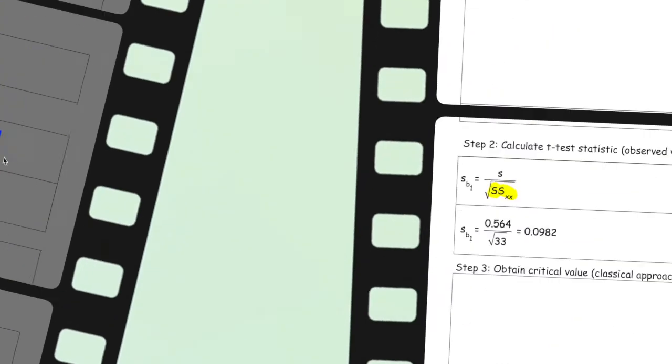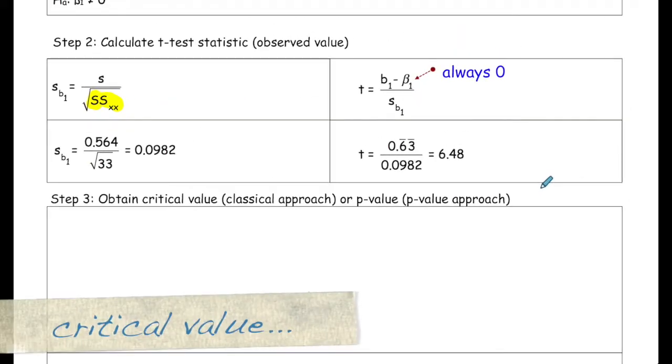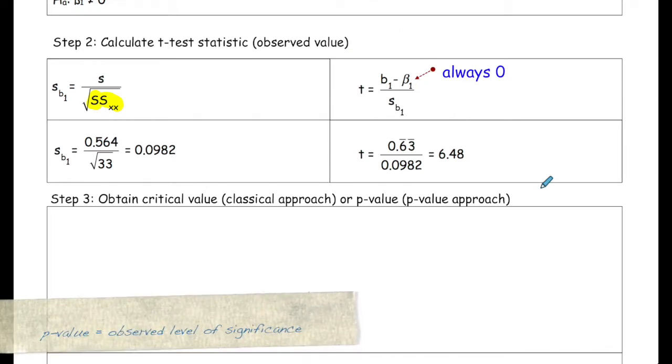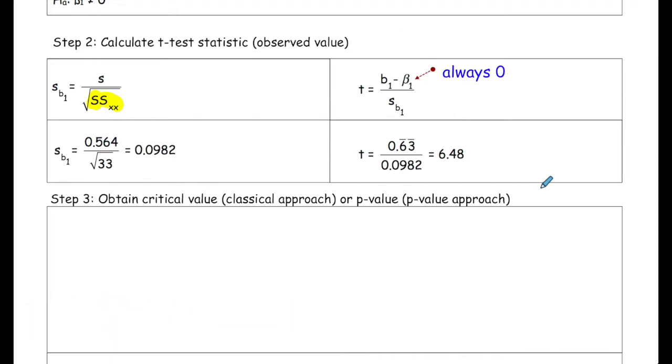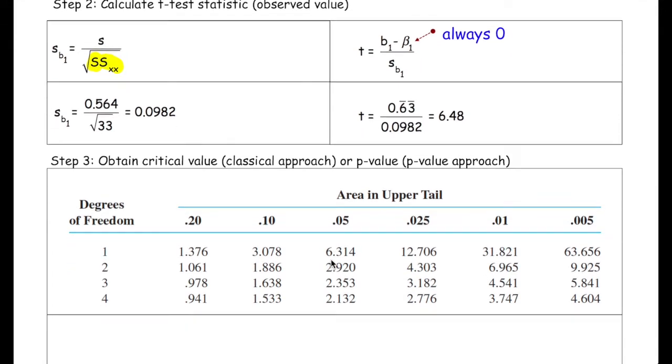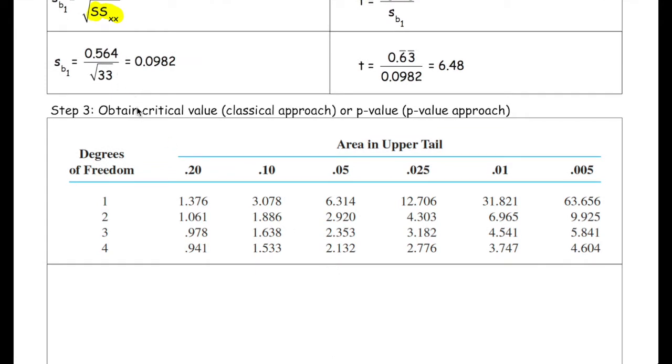The third step is to either obtain a critical value if we're using the classical approach, or a p-value if you're using the p-value approach. Either way, performing this step does not require the use of a calculator. It's really your ability to work with the probability tables that are offered, specifically the t-table in this case. So here's an excerpt from the t-table. Let's imagine we wanted to use the classical approach. Under the classical approach, we have to obtain the value for t critical.